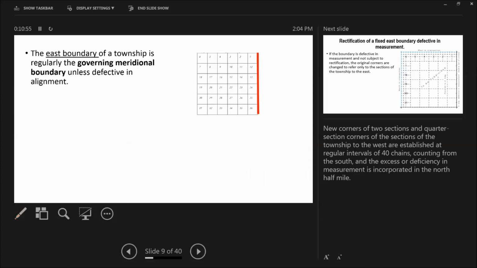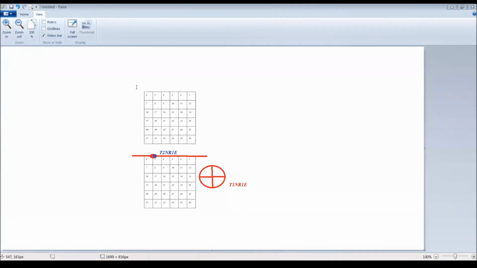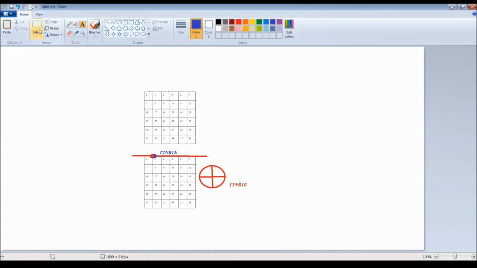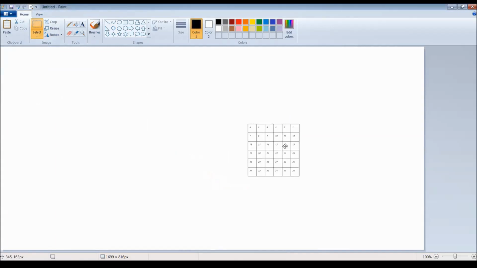If we have a township, reminding you that if we have, sharing the screen has stopped, okay. Share screen, let's go to Paint. And let me get this here.